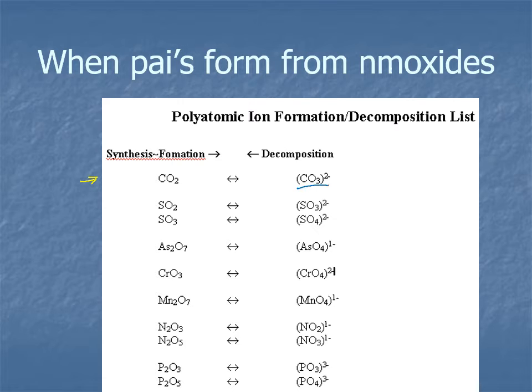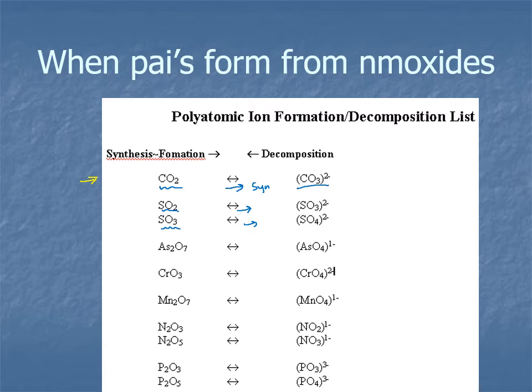So here is my carbonate. Where does carbonate come from? Carbonate comes from carbon dioxide that rearranges in a synthesis reaction to form carbonate. So carbonate can only ever form from carbon dioxide in a synthesis reaction. Sulfur dioxide will synthesize into sulfite. Sulfur trioxide synthesizes into sulfate, so sulfite and sulfate.